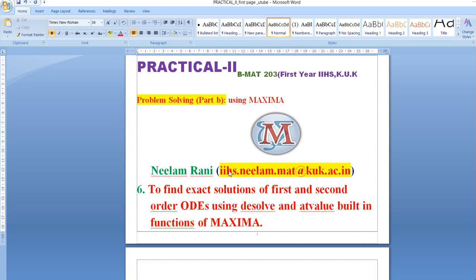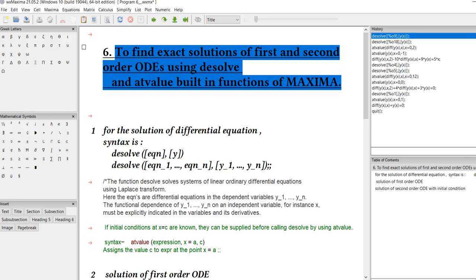In this practical, we will find the exact solution of first and second order ordinary differential equations using the desolve and atvalue built-in functions of Maxima. We already solved first and second order differential equations in practical 5.